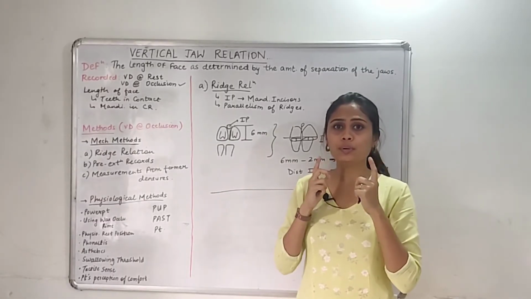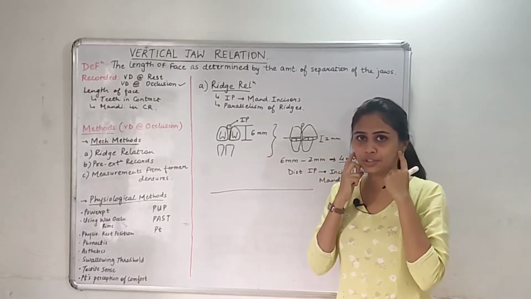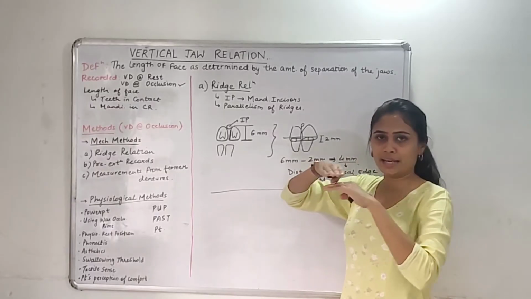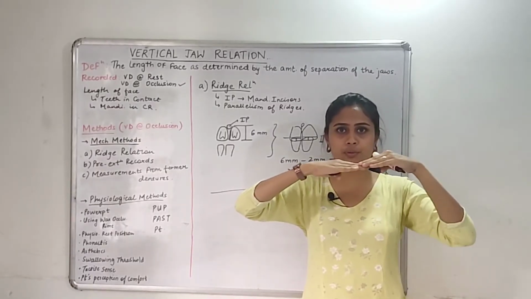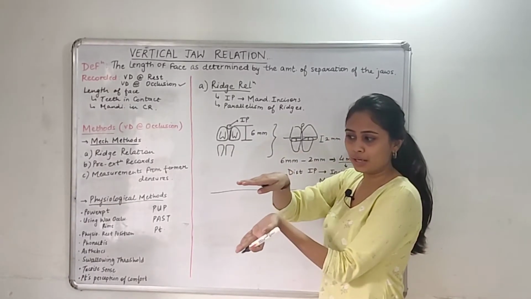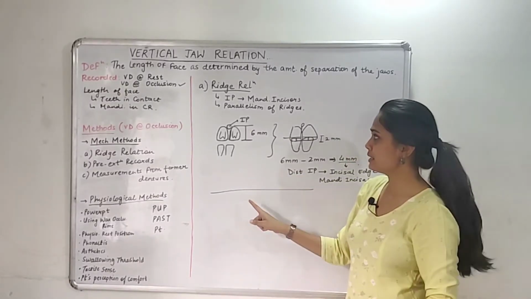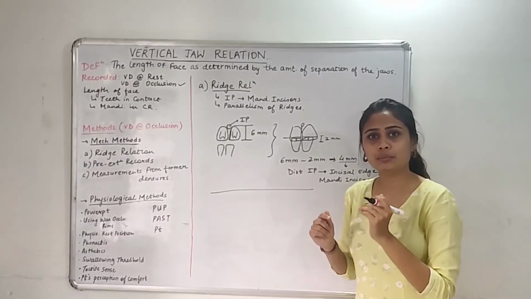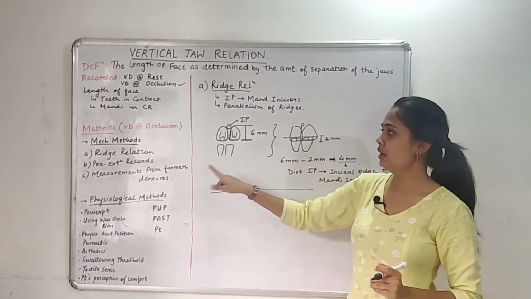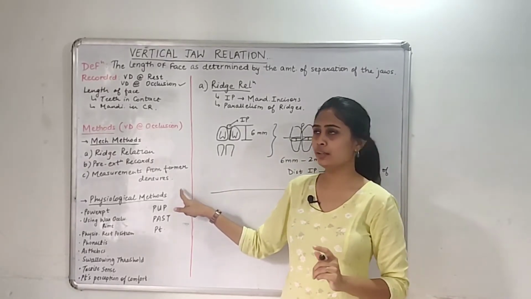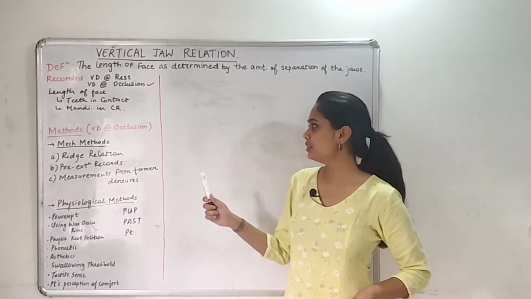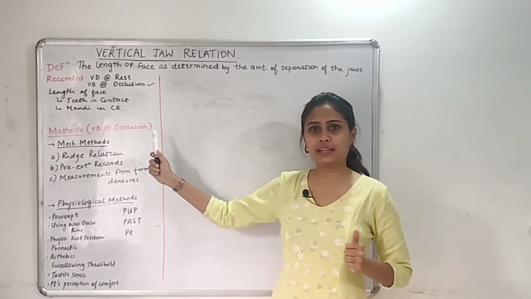If you open the mouth and draw a tangential line, the maxillary ridge will be like this, and when you open the mouth, the mandibular ridge will be like this. So they are not parallel. We can say the maxillary ridge and the mandibular ridge are only parallel when they are at occlusion. Okay, so that was about the ridge relation, the first point in the mechanical methods.